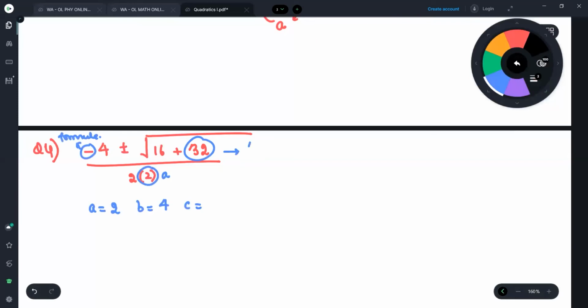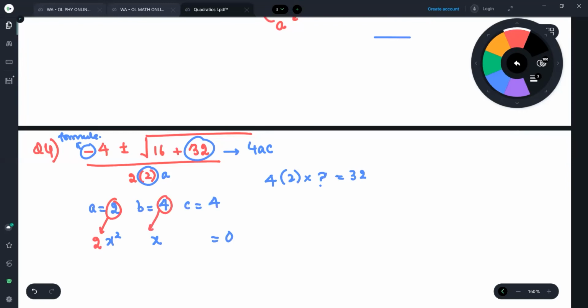So plus 32 is actually 4AC. So it's going to be 4 multiplied by 2 into what number is going to give you 32? 4. Very good. Your answer is 4. Now if I have to write down the equation, I'll write down x square, then x, and then equals to 0. The coefficient of x square is a, so this is going to come here. The coefficient of x is b, which is going to come here, and the constant is c, is going to come here. So your final equation is going to be 2x squared plus 4x plus 4. Yes or no?